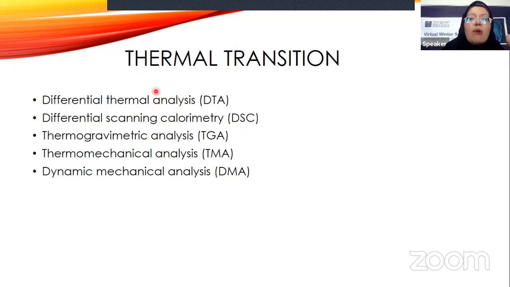To evaluate the thermal behavior of a material, we can use different equipment like differential thermal analysis or DTA, differential scanning calorimetry or DSC, thermogravimetric analysis or TGA, thermomechanical analysis or TMA, and also dynamic mechanical analysis or DMA. The STA is the combination of DSC and TGA.